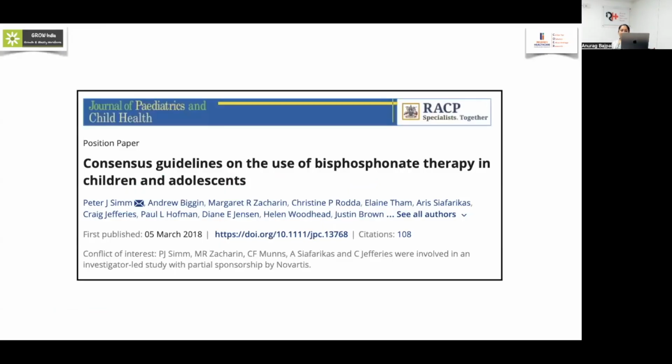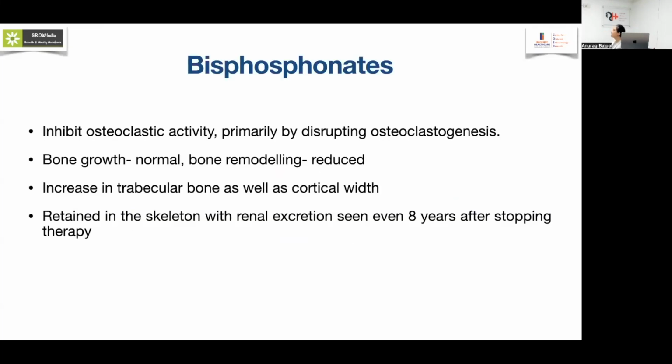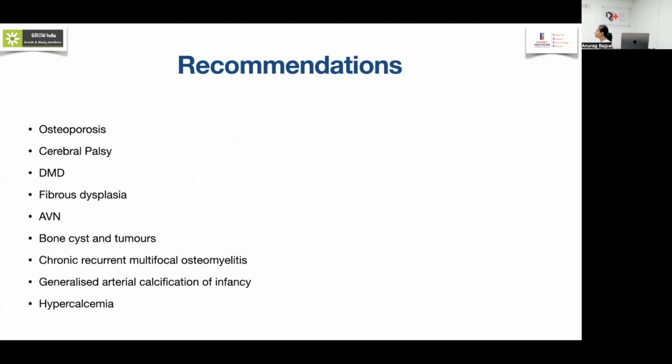These guidelines are from the APEG consensus guidelines for use of bisphosphonate in children and adolescents. Briefly summarizing, bisphosphonates inhibit osteoclastic activity primarily by disrupting osteoclastogenesis. While these children will continue to have normal bone growth, bone remodeling is reduced. So there is an increase in trabecular bone as well as cortical width in these children. Bisphosphonates are retained in the skeleton, with renal excretion seen even after 8 years of stopping therapy.